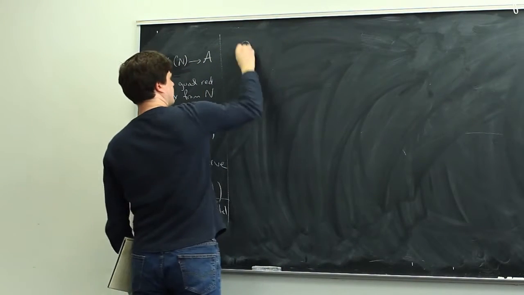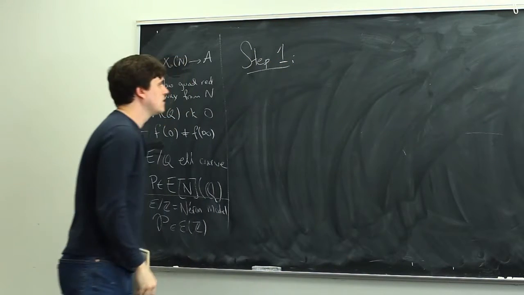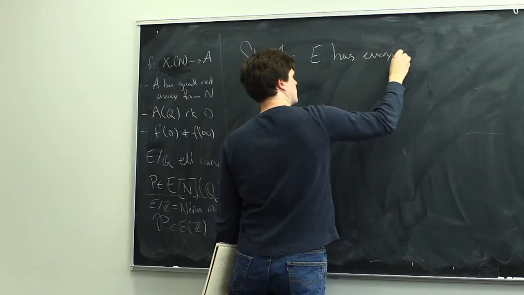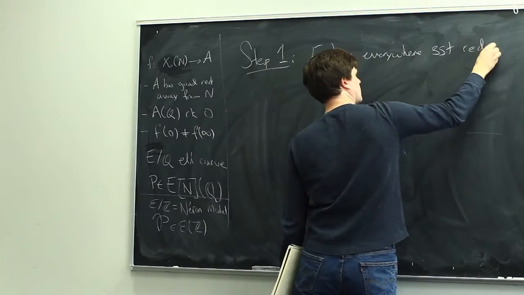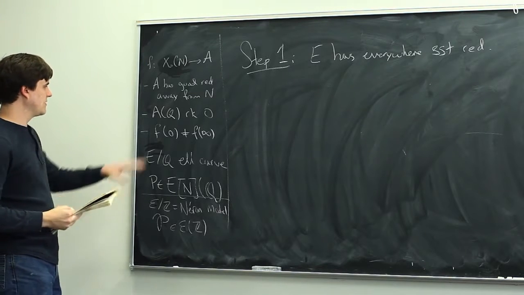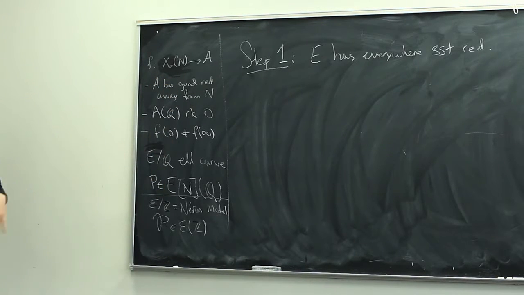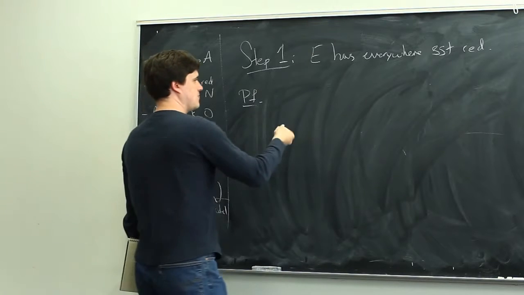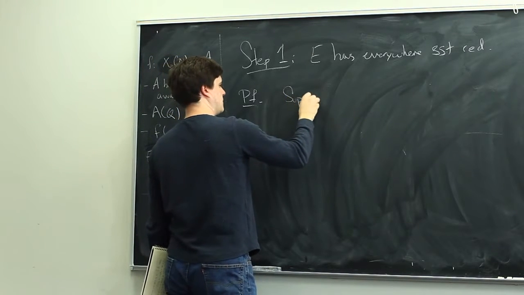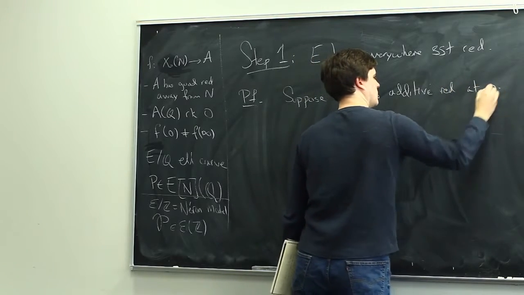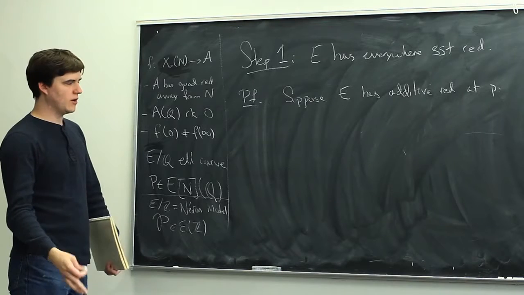Okay, so the first step is that E has semi-stable reduction everywhere. And that's not really going to use this A or the f. This is just a fact about when you have a point on an elliptic curve. It really forces you to have semi-stable reduction in most places. Okay, so the proof, well, let's suppose that it had an additive reduction at some prime p. And then we'll consider the p not equal to n and p equal to n cases separately.